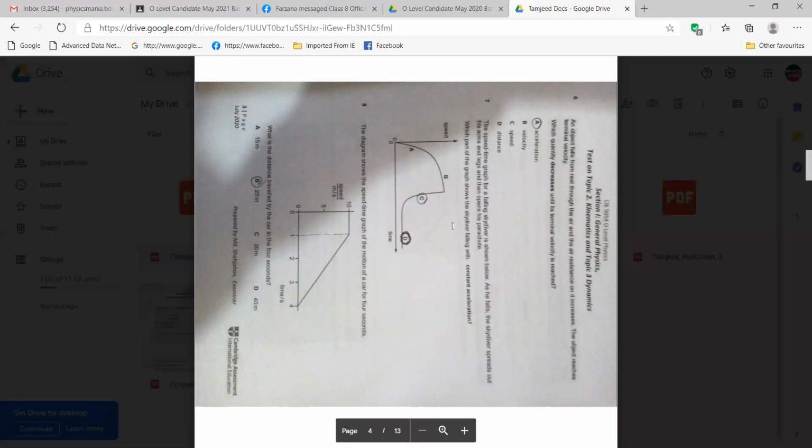So you cross C here, question number 7. Cross C and circle A. It's about constant acceleration, right? So constant acceleration means you have a steeper straight line. Till A we got a steeper straight line. After that we got a curved line.